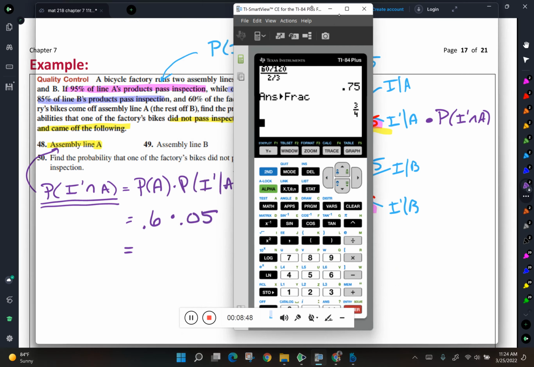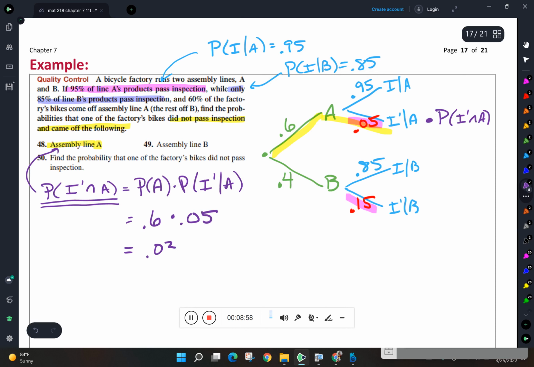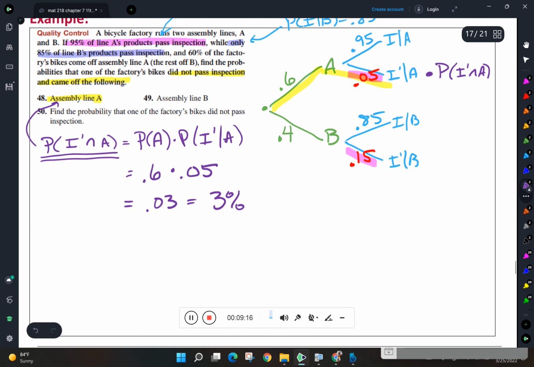And that's going to give me, let me grab my calculator. I drag this over here to the side a little bit. So 0.6 times 0.05, and I get 0.03. Well, we've got not even about, a 3%. There's a 3% chance that if I grab a bike from the pile of bikes after they've been built, that bike will be a bike that failed inspection and came from line A.